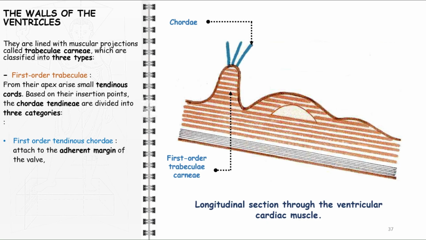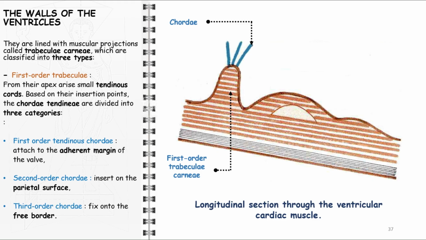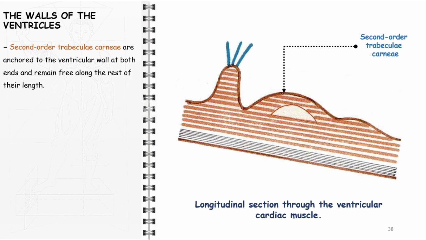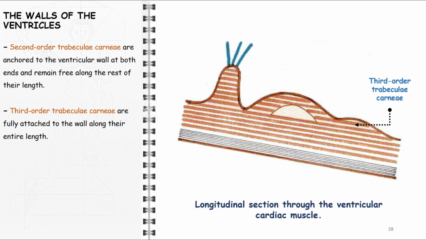First-order chordae attach to the adherent margin of the valve. Second-order chordae insert on the parietal surface. And third-order chordae fix onto the free edge. Second-order trabeculae carneae are anchored to the ventricular wall at both ends and remain free along the rest of their length. And third-order trabeculae carneae are fully attached to the wall along their entire length.